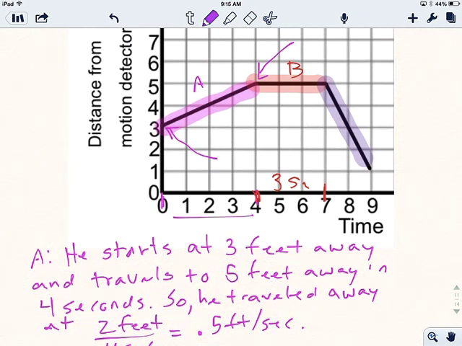All right, let's look at the last one here. And so it starts at 7 seconds, it ends at 9 seconds, so that's 2 seconds that pass. He starts at 5 feet, because that's still over here at 5 feet. He starts at 5 feet, and he's going to end up, it looks like, at 1 foot.